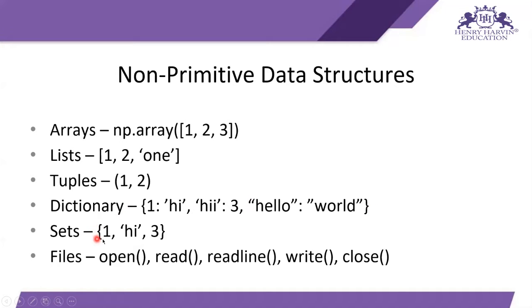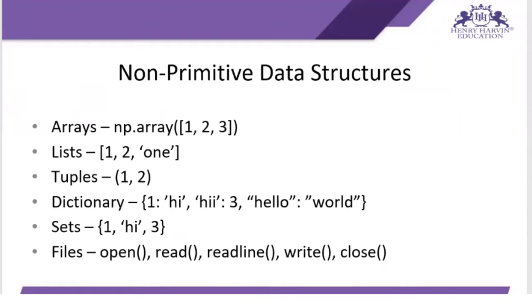Then come the sets: one, hi, which is a string, and then three. In sets you can't give duplicate values, like one and one, but in a list you can give duplicate values. Then come the files: open, readline, write, and close. These are the functions we use to create a file and edit it. So that's all for theory. Now let's move on to the coding session so that I can explain all these things.